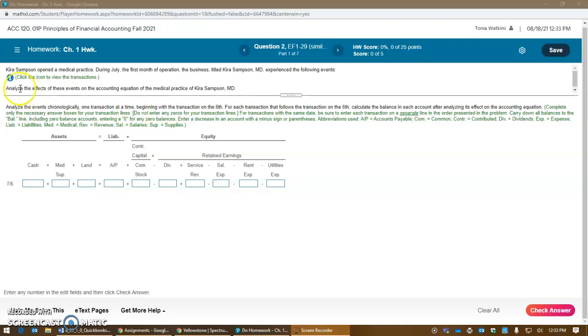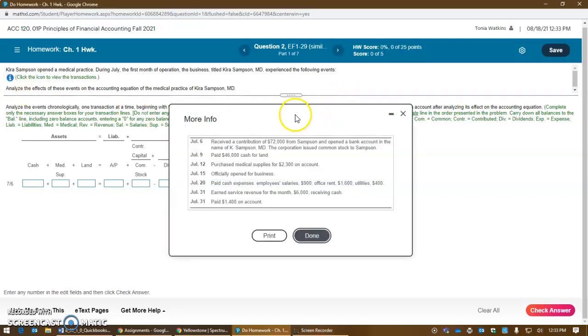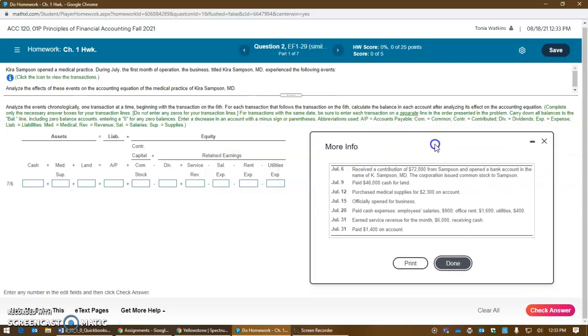During July, the first month of operation, the business titled Kiara Sampson MD experienced the following events. It has this little icon that you can click on, and then you can move it off to the side. It says analyze the effects of these events on the accounting equation of the medical practice. Make sure you read the instructions, because a lot of times students will get this wrong simply because they did not read the instructions.